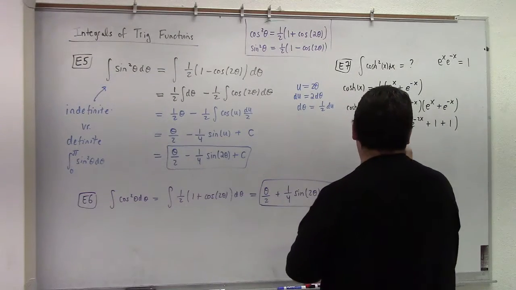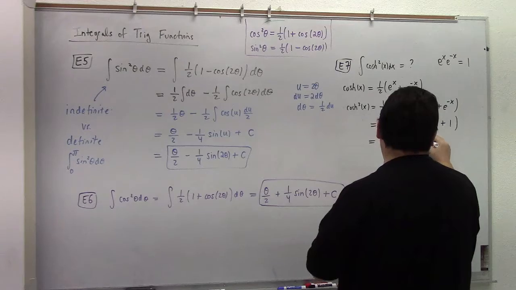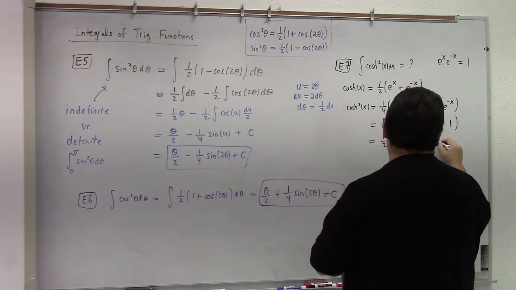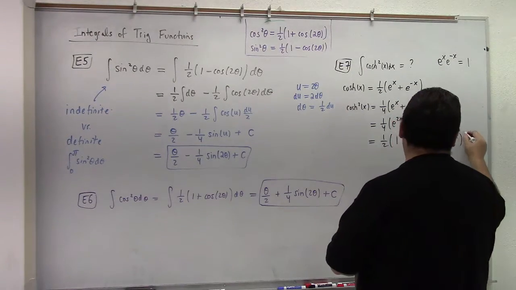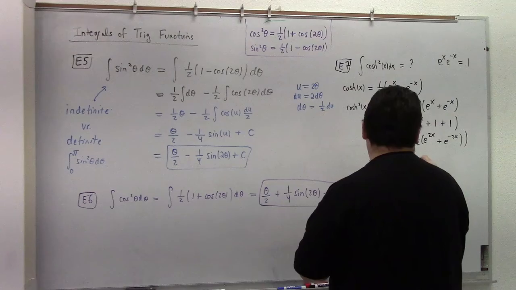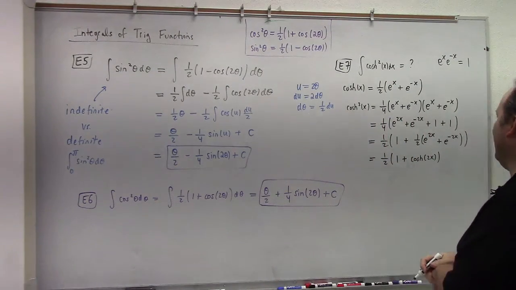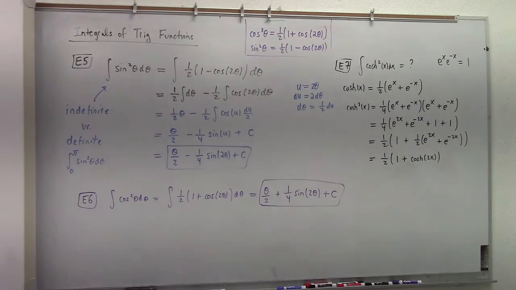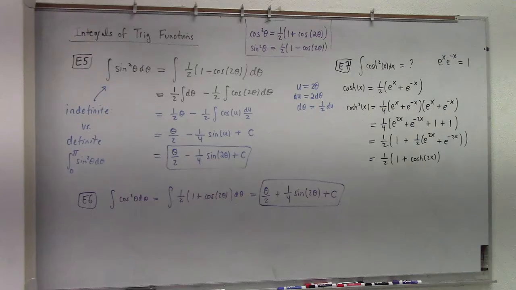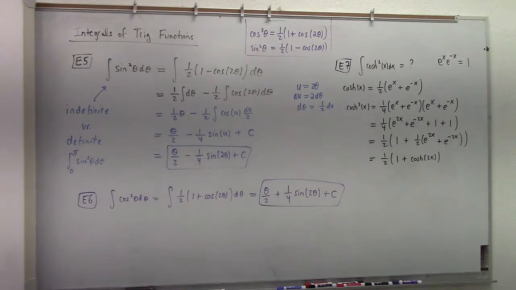That gives me 1/2 of 1 plus 1/2 of e to the 2x plus e to the minus 2x. Oh, that's kind of funny. So apparently cosh squared x is also equal to 1/2 of 1 plus the cosh of 2x. So there's a similar identity for hyperbolic cosine squared as there is for cosine squared.